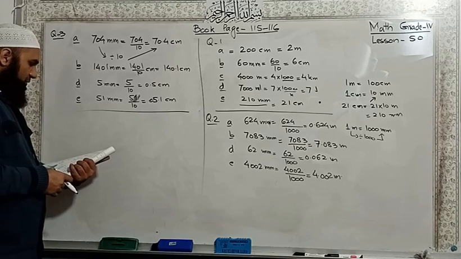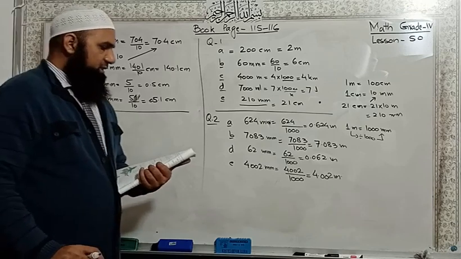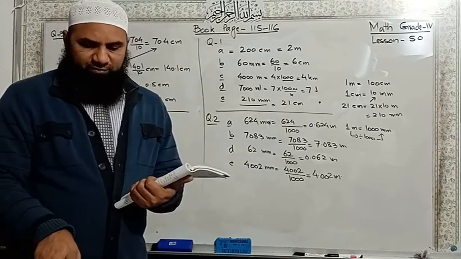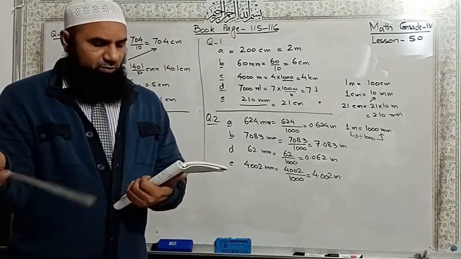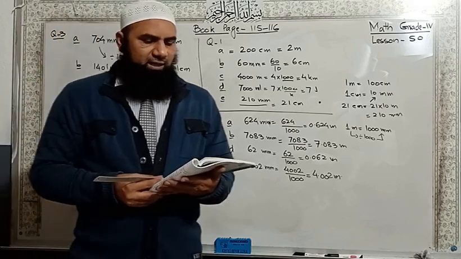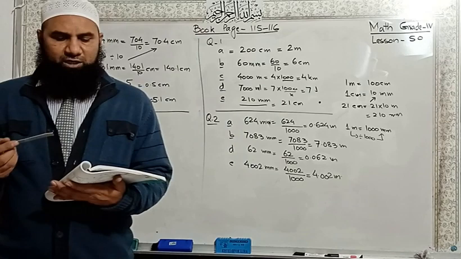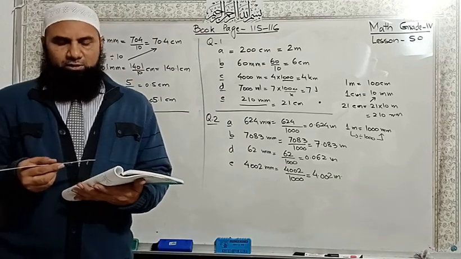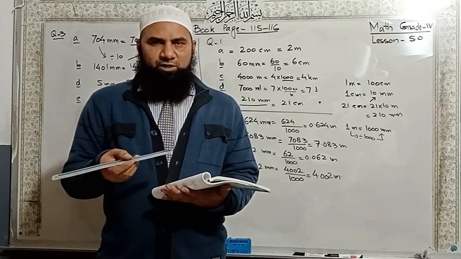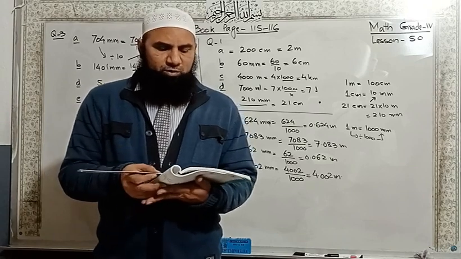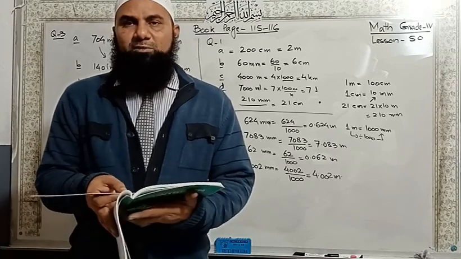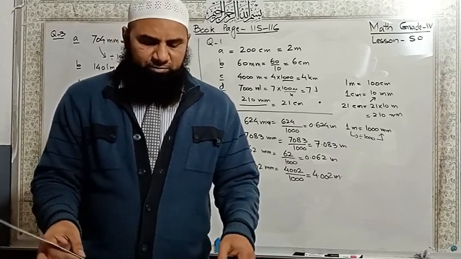Question number 4. Measure these lines very carefully. For measuring these lines, you must have a scale, a ruler. Then write the length of each line in millimeter and then in centimeter. In daily use, we use centimeters for measurement. So we will measure first in centimeter and then we will multiply them by 10 to get millimeters.